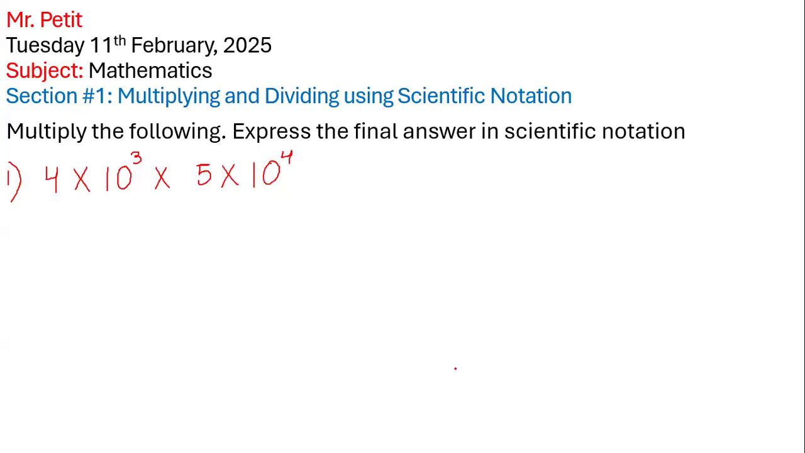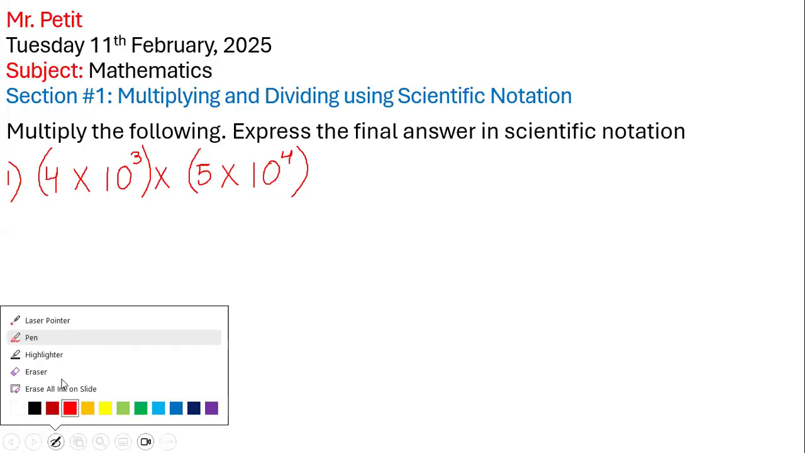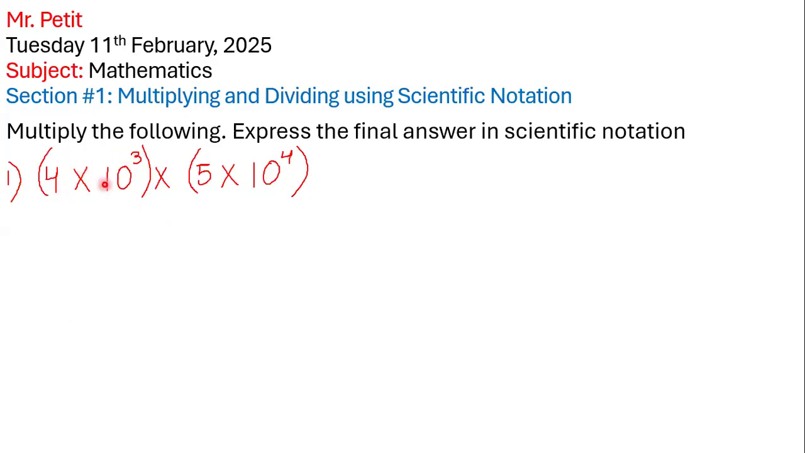Any ideas? We have these two terms, right? Let me put brackets over them. Our goal is to multiply these two, so how are we going to multiply them? By the way, are these numbers in scientific notation? This one and this one, are they in scientific notation? Yes, sir.